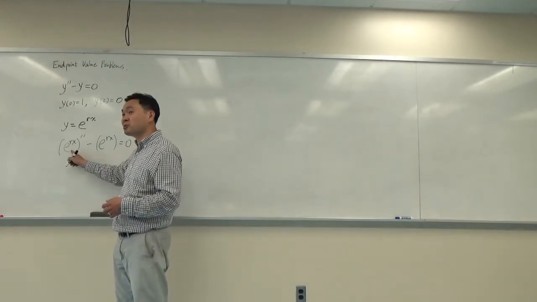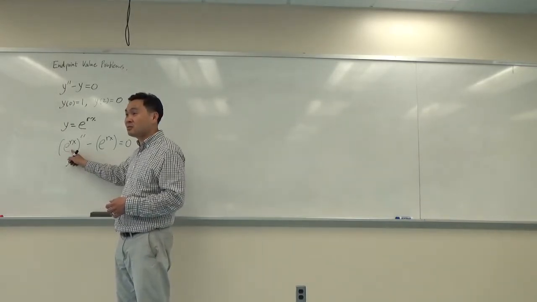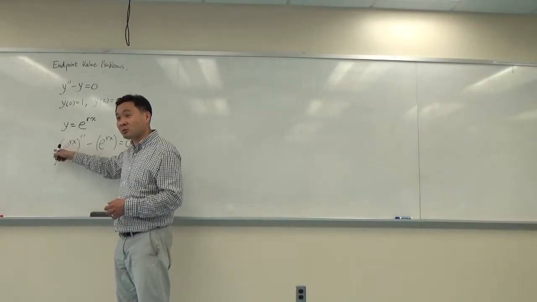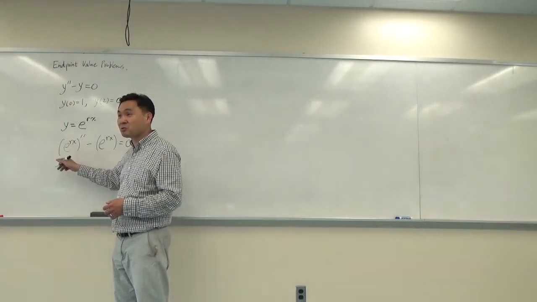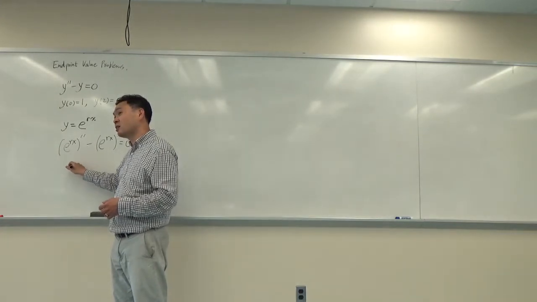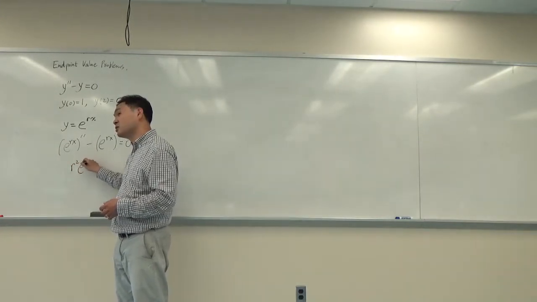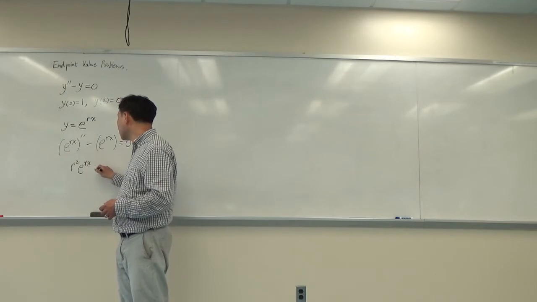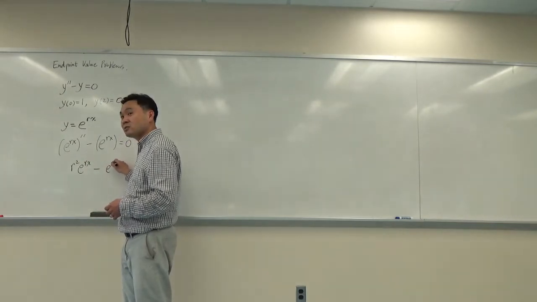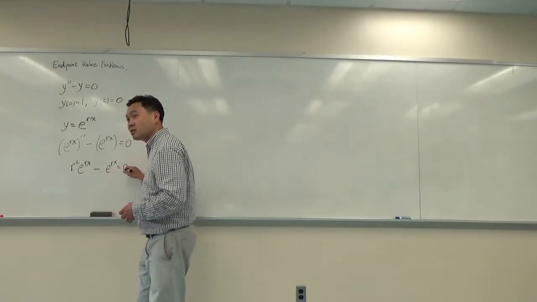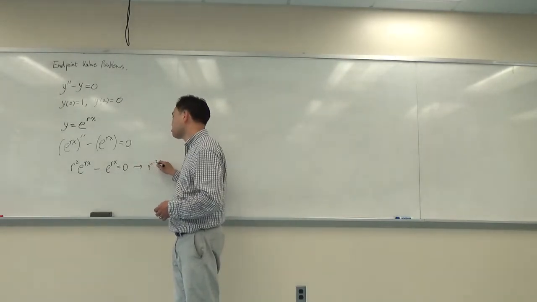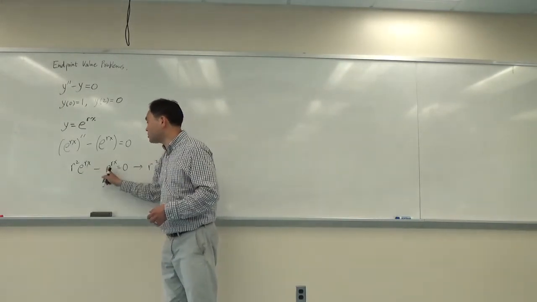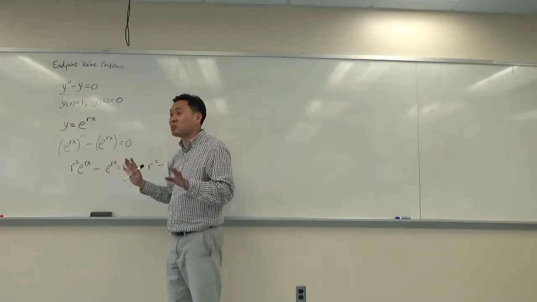What do you get if you differentiate this twice? Once, r would come down, right? Yes. Twice, another r would come down. So what are you going to get? r squared e to the rx, minus e to the rx. Okay, now what? Divide both sides by e to the rx. e to the rx is never 0. Exponential functions are never 0, right?